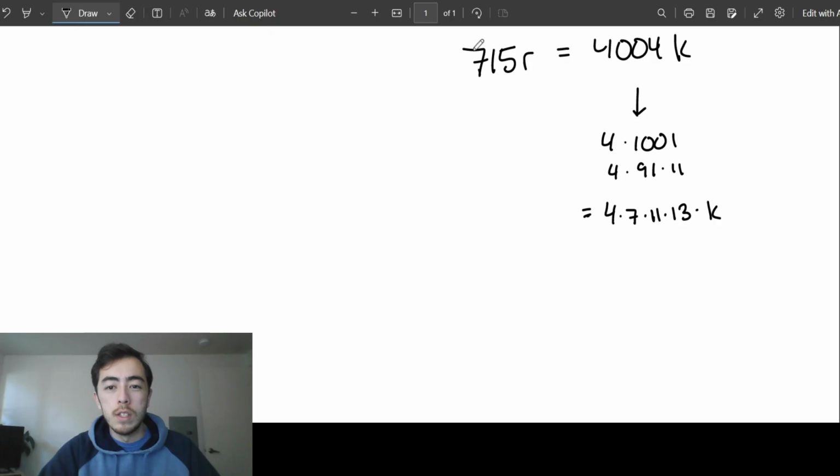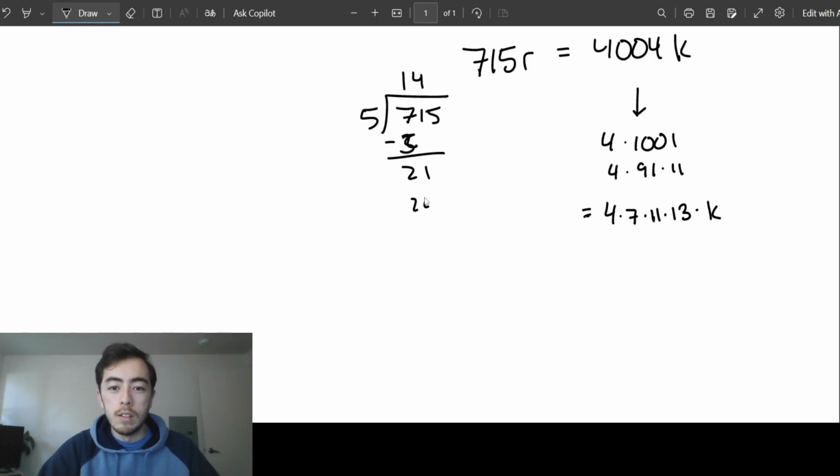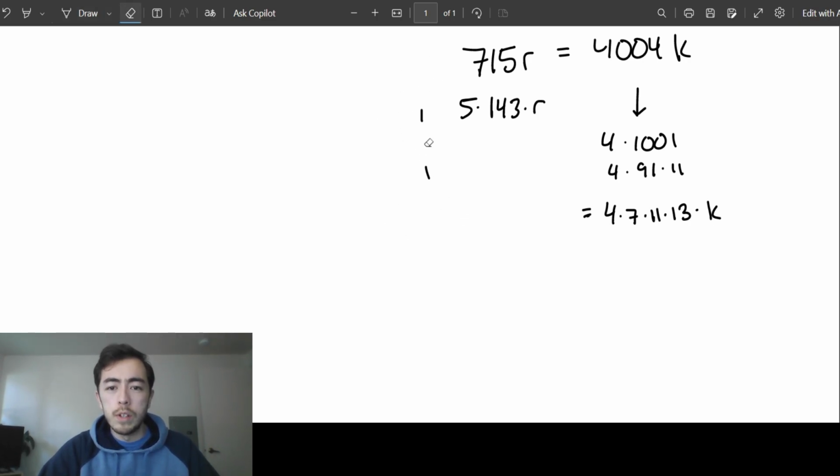Let's do something similar to the 715. Maybe let's just divide it by that 5 to see what happens. Just more long division. Okay, 143. So we have 5 times 143 times r. And then I think 143 is also divisible by 11, right? Because if we do 13 plus 130, then we would get 143. So this shows me that 143 is 11 times 13. Cool. Times the 5 times the r.